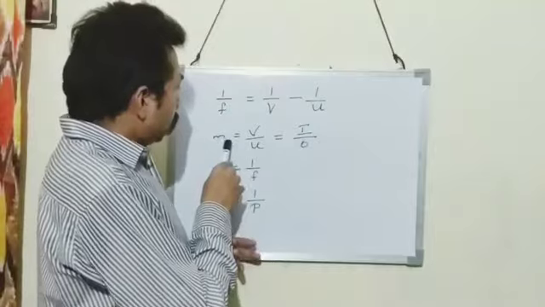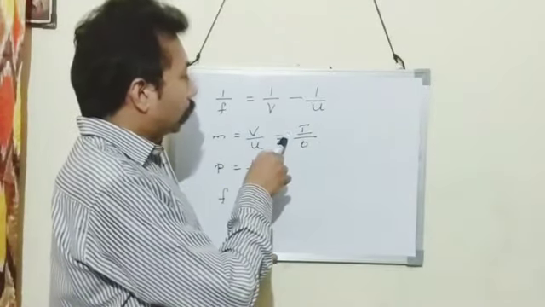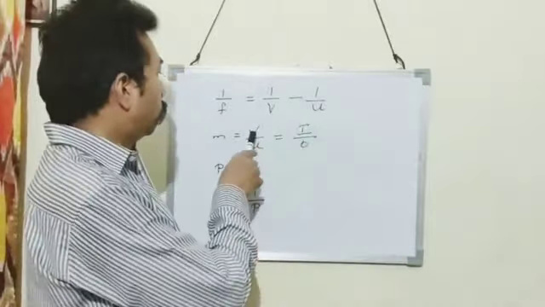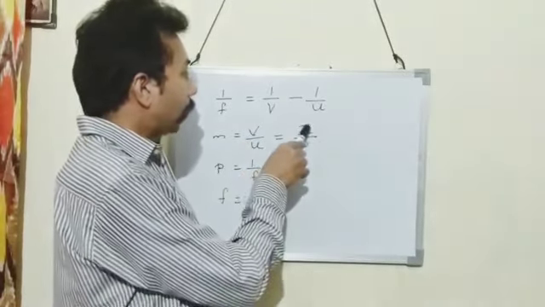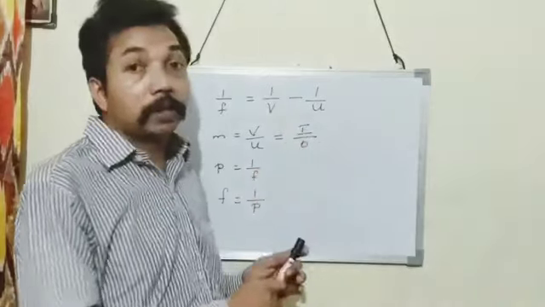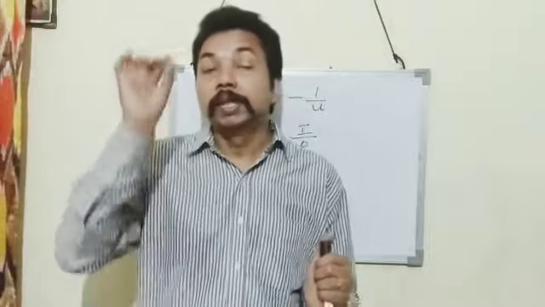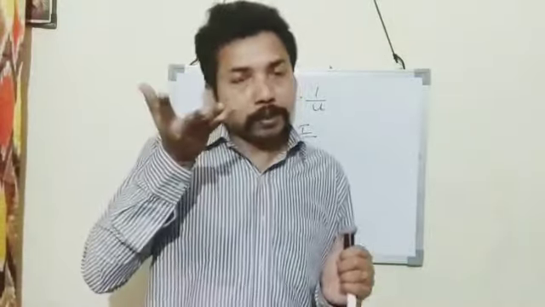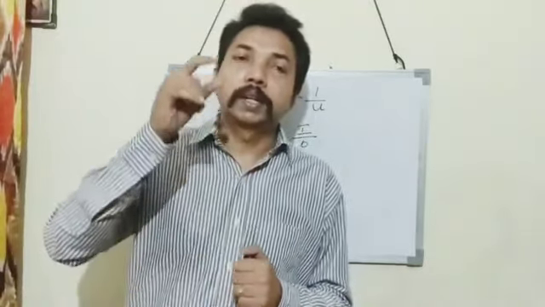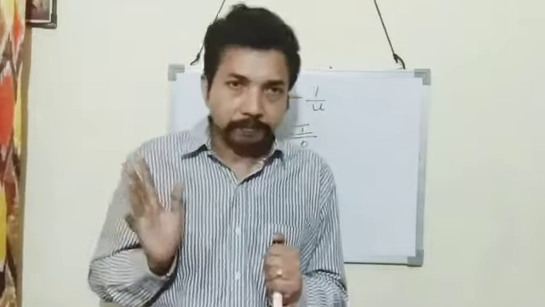Next one is magnification, which is equal to V upon U, which is equal to I upon O. V stands for image distance, U stands for object distance, I stands for image height, and O stands for object height. Here also we have to apply a sign convention. The distance which is measured above the principal axis is taken as positive, and the distance measured below the principal axis is taken as negative.